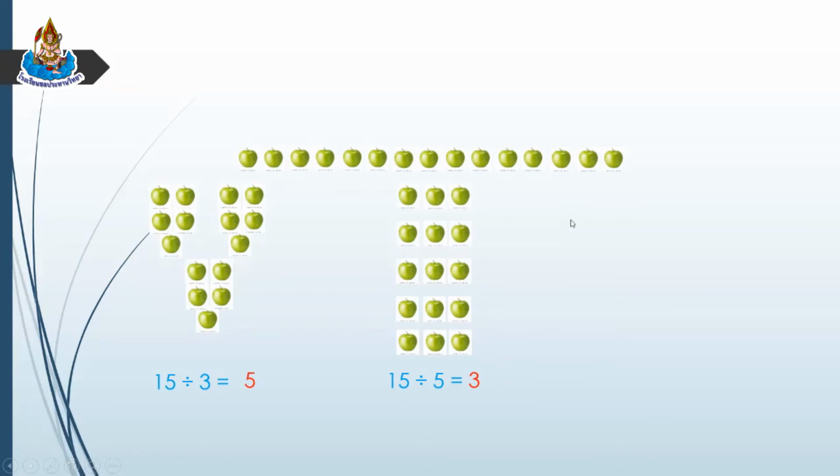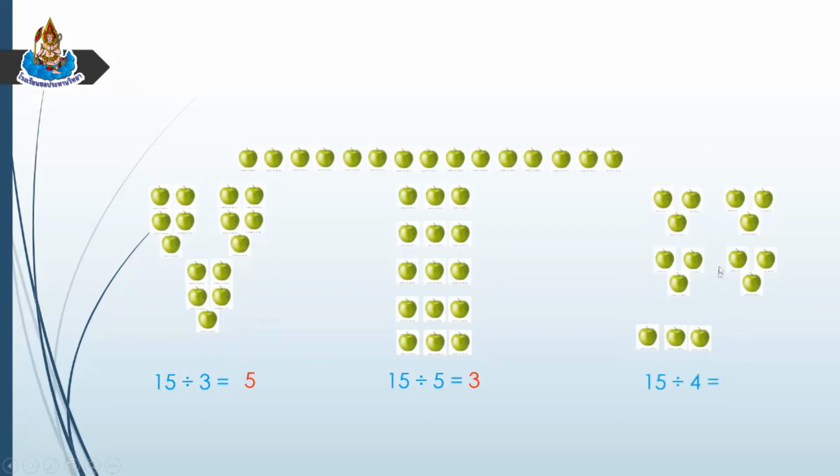But what about 4 equal groups? Can we do that? Alright, if we divide them in 4 equal groups, we will get 3 apples in each group. And we still have another 3 apples remaining. If we give them to the first 3 groups, it's not going to be fair and it's not going to be equal. So we have 3 apples in each group and 3 apples remaining.